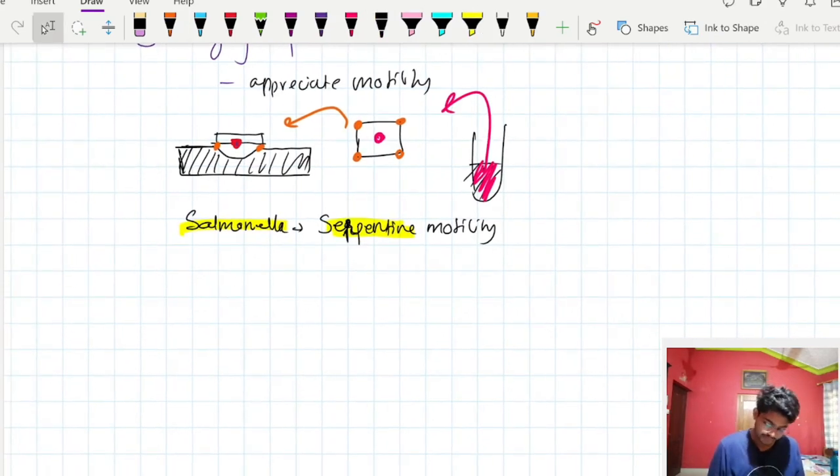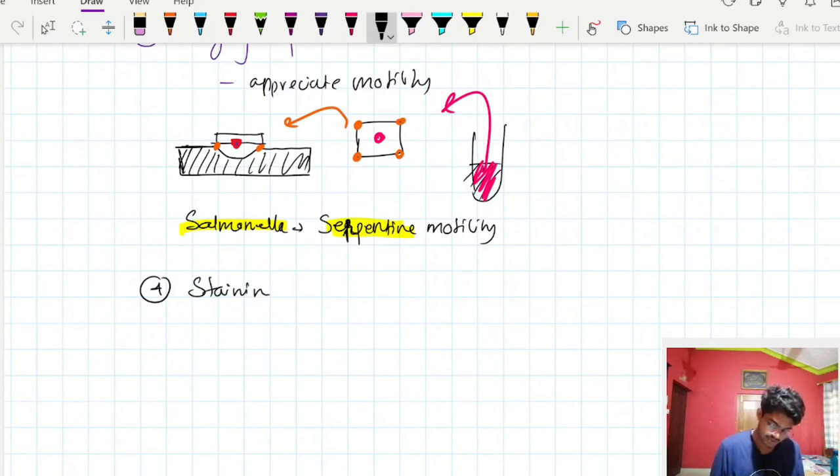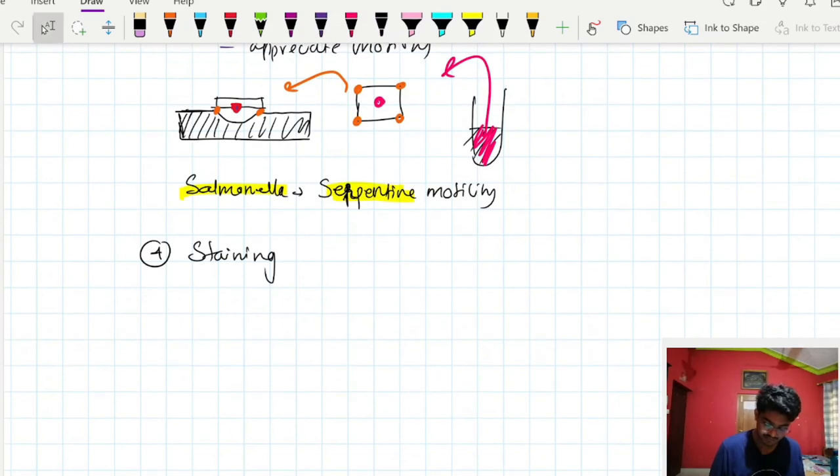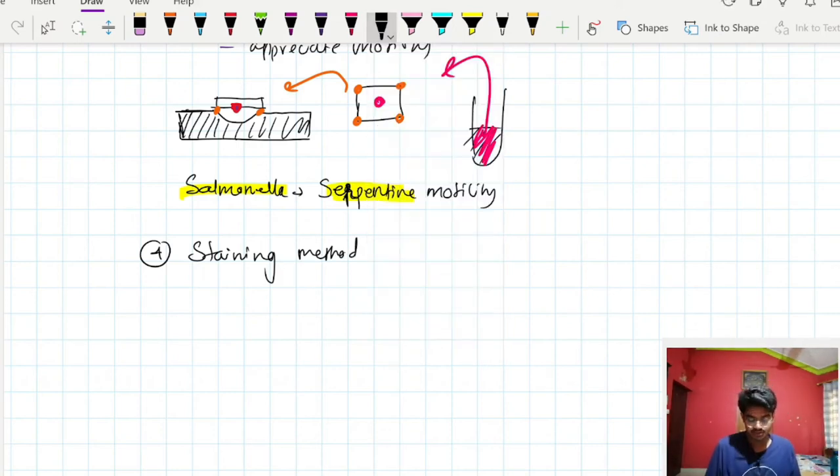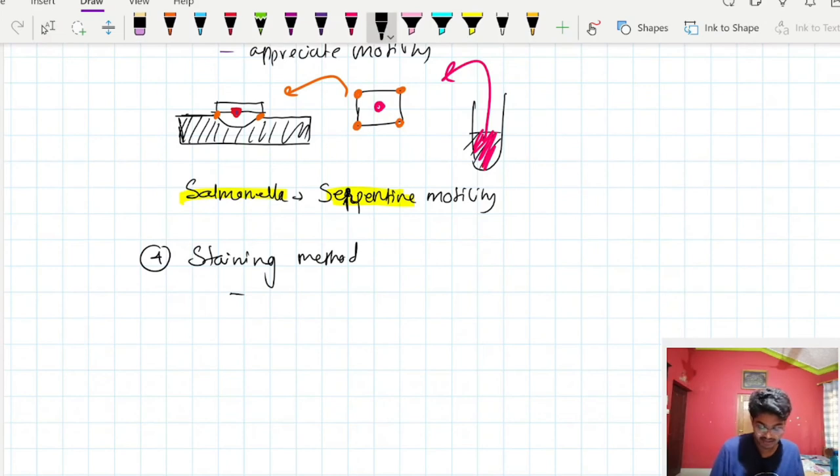Then the fourth innovation by him is our famous staining method. So Robert Koch has done many innovations in microbiology, and the fourth one is the staining method. The first staining method was demonstrated by Robert Koch, and he used aniline dyes. Aniline dyes are nothing other than basic dyes.